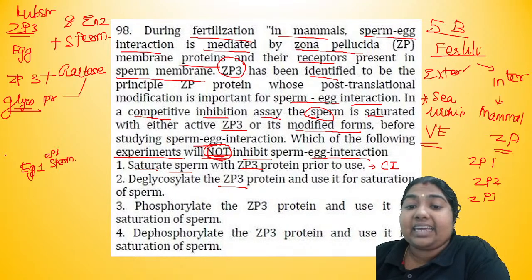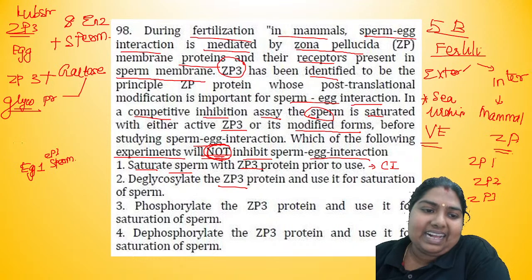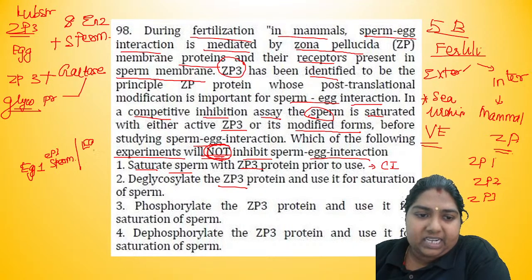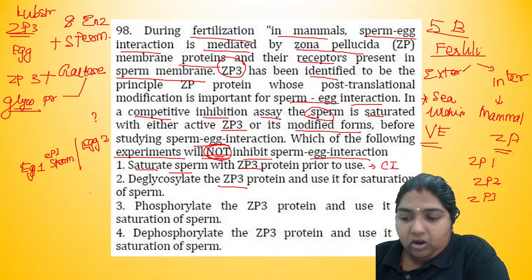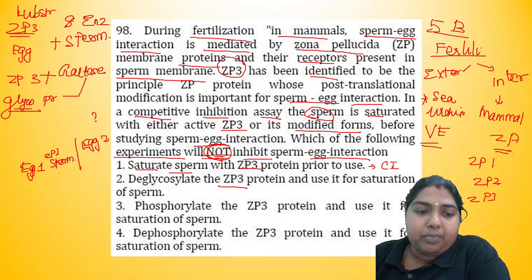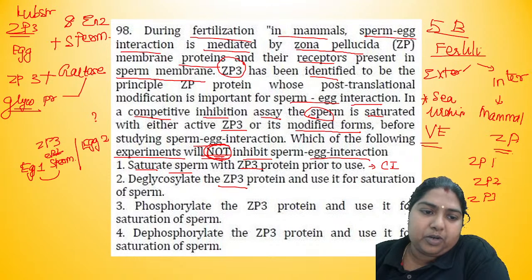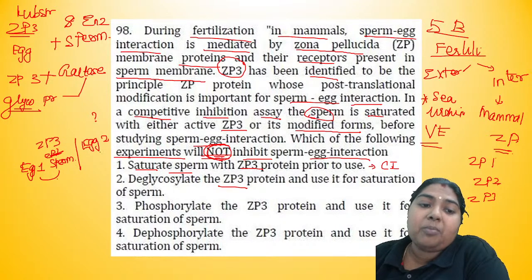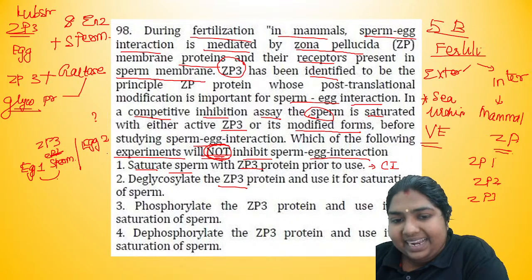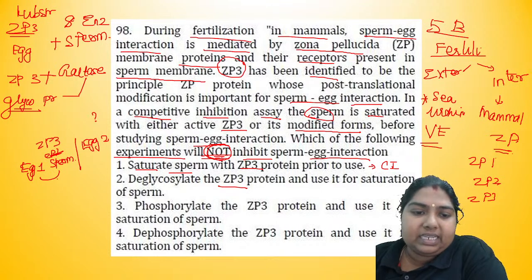You have to understand that there are two eggs, first egg and then second egg. So the second egg condition only they are asking now. What is happening to the second egg only they are asking. If you have this ZP3 and you add the sperm, it will be already bound. So there is no sperm available for the egg 2 to bind. So there is competitive inhibition. They are saying it is not inhibited, so I am eliminating this option.